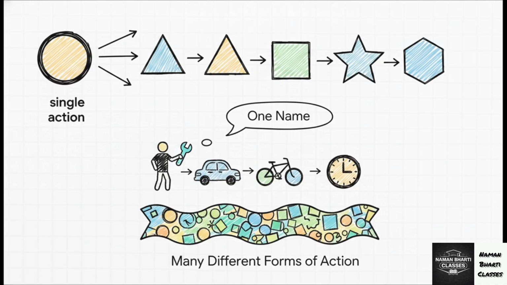So, for example, the action move means something totally different for a car object than it does for a fish object, right? It's one name, move, but it takes many different forms.